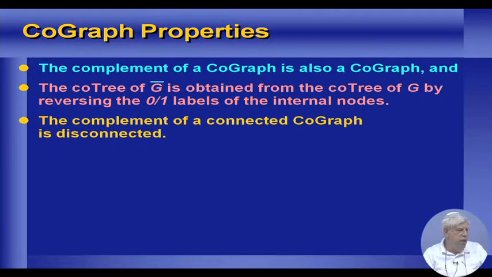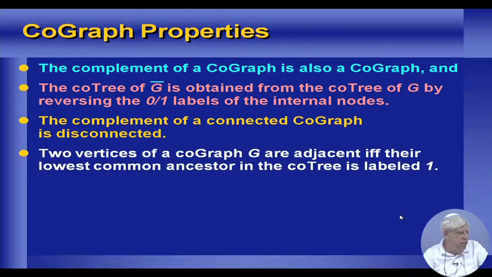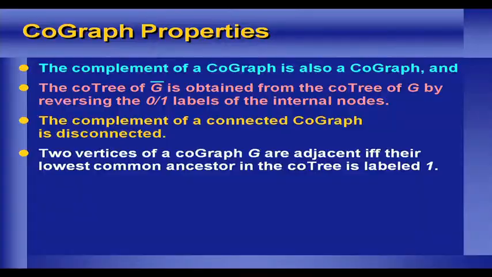The complement of a connected cograph is disconnected. That's a property. And 2 vertices of a cograph are adjacent if and only if their lowest common ancestor in the co-tree is labeled 1. This is a very easy way to take the co-tree and decide connectivity between a pair of vertices or not. You just take them, go up your tree until you find the common parent, and at that common parent, you know whether they're connected or disconnected, depending on its label. 0, not connected. 1, connected.